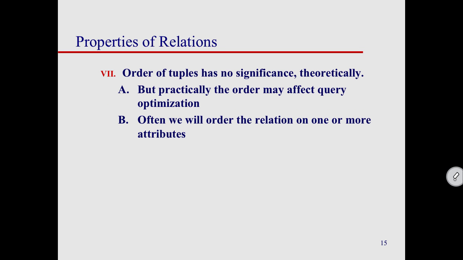Final thing. The order of tuples in theory has no significance. Just like the order of the attributes, the order of the columns, the order of the rows, in theory, has no significance. As the gentleman asked earlier, though, do you sort the tuples in practice? The answer is yes. In practice, you generally sort the tuples on one or more of the attribute values. But from a theoretical standpoint, the order of the tuples is meaningless. So two relations that have the same set of tuples but in different orders would be considered the same relation.